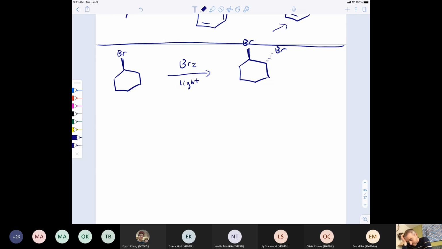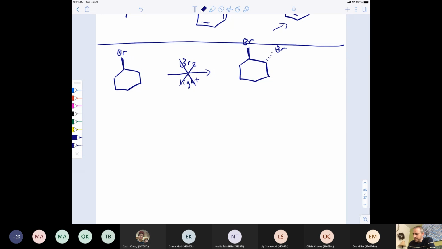And you might make a little bit of that, but you're going to make a whole bunch of other things too, right? Like that bromination can go anywhere in this molecule. There's hydrogens all over the place. This is a really bad way to make this particular molecule. So let's not do it the bad way.